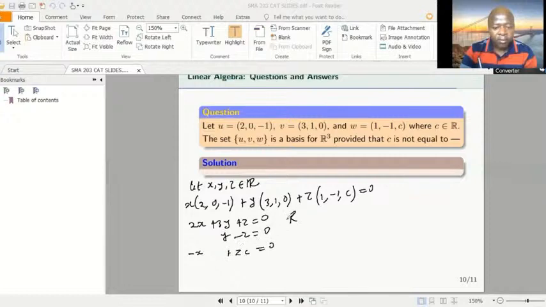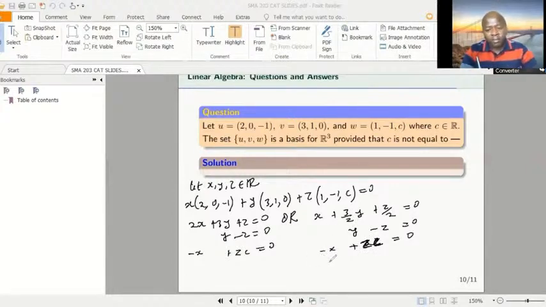Reduce this to echelon form. First of all, divide the first equation by 2. There is 0x plus 3 out of 2 y plus z out of 2 is equal to 0. And this other equation remains the way it is. And this other equation also remains the way it is. Or this is zc. This is z, not 2z.